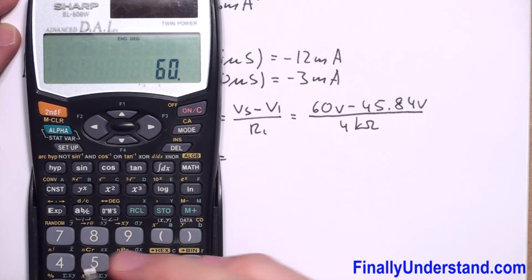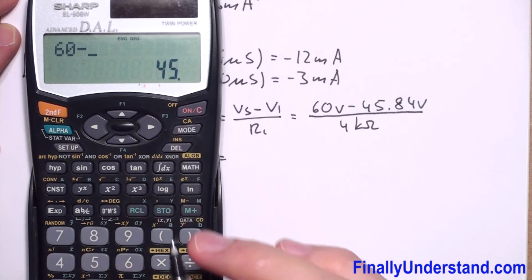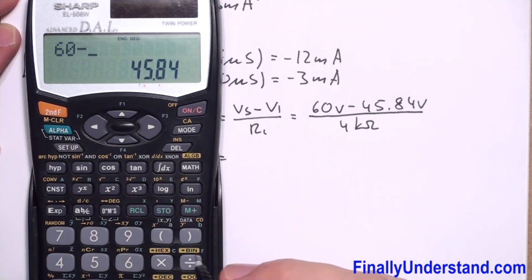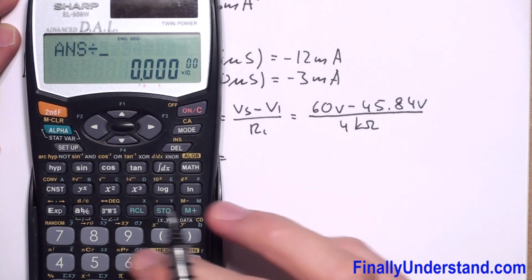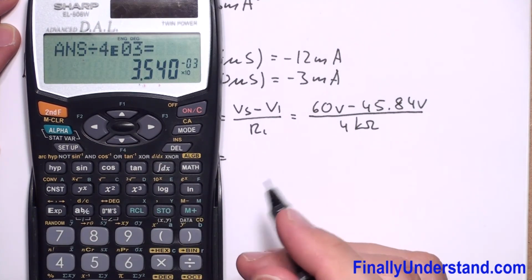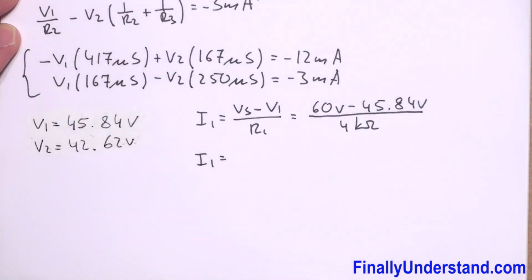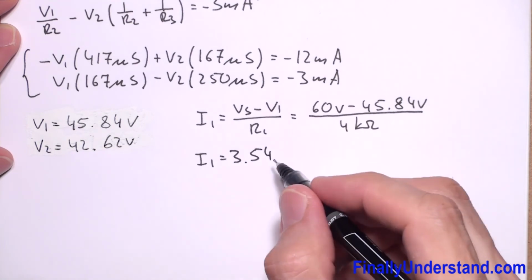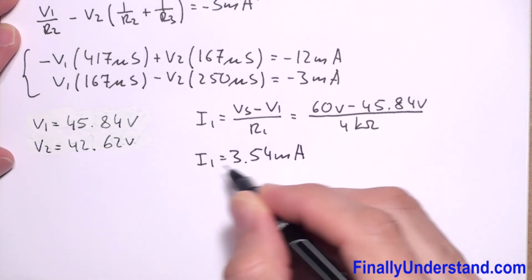Okay, so I1 is equal to, I have 60 minus 45.84, equals, divide by 4 exponent 3. This is equal to 3.54 milliamps. So this is 3.54 milliamps. So this is my current I1.